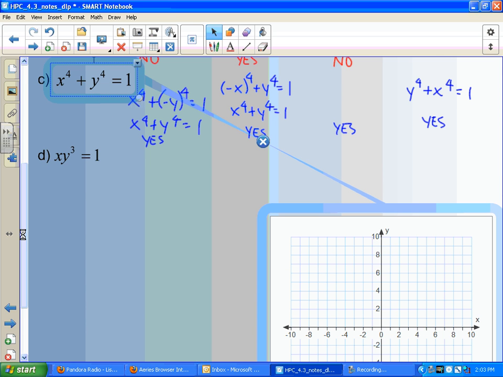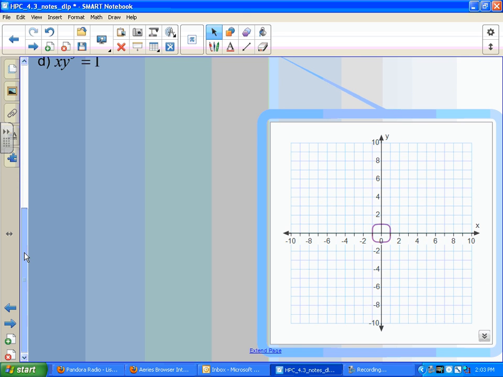So here we go. There's what it looks like. Look at that little doodad. Where is it? Wait for it. There it is.